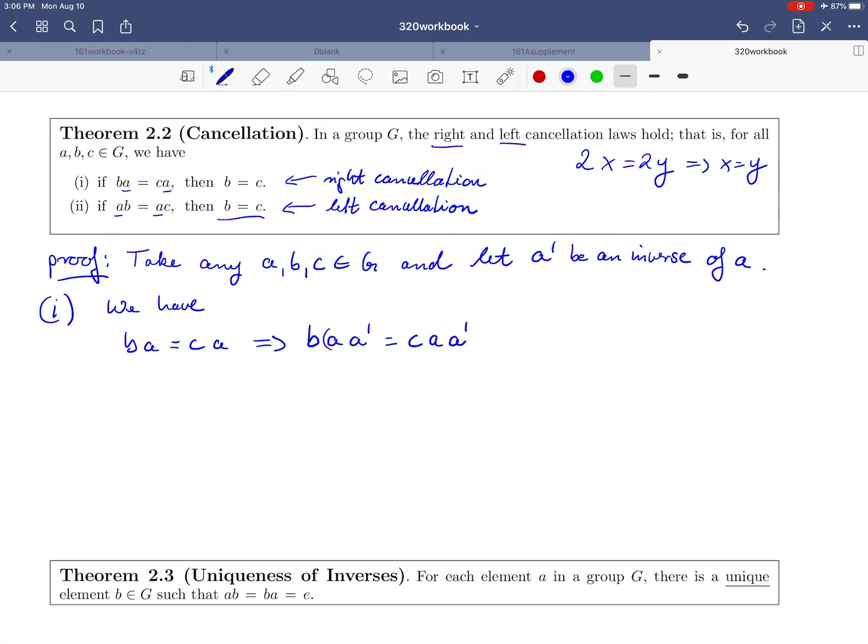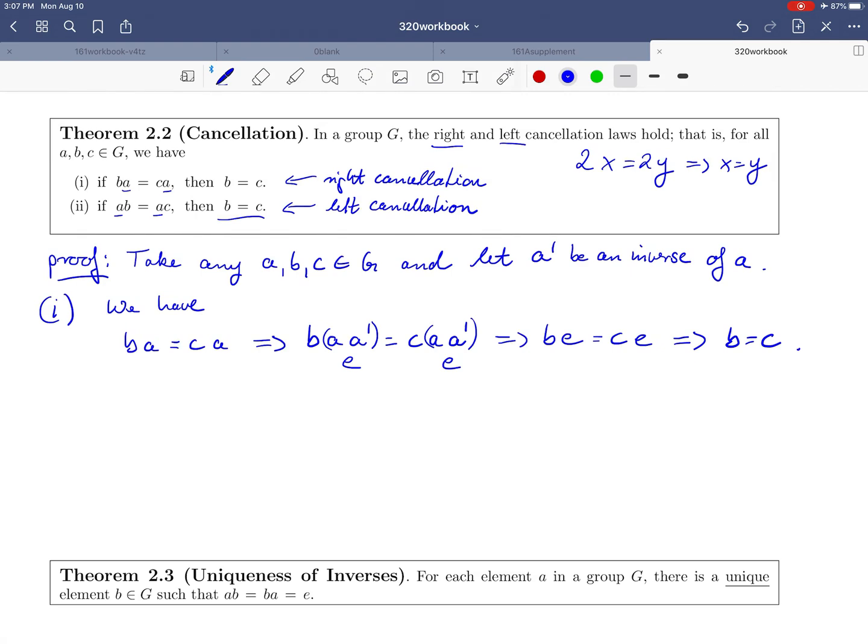And since A prime is the inverse of A, this gives us just the identity element, and A prime on the right as well. That is also the identity element. So what we have is B times the identity is equal to C times the identity, but multiplying or composing or whatever our operation is operating by the identity just gives us the element itself. So we have B is equal to C. And that is what we wanted to conclude.